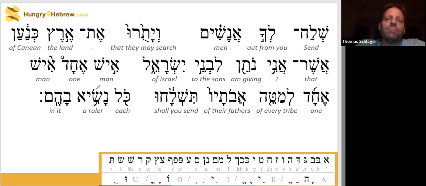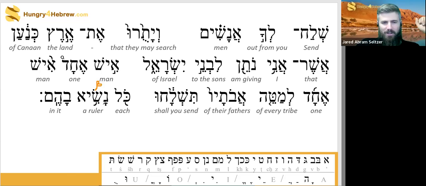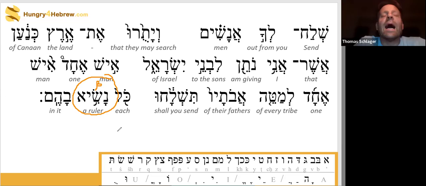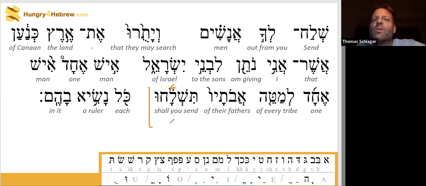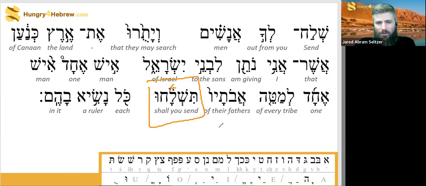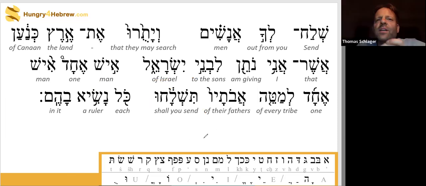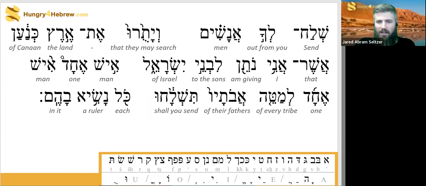Very good. What's this word right here? Nasi. Yes, very good. And then just one little hiccup right here with that pausal form. Tishlahu. Okay, yes, tishlahu. Very good. Excellent reading.